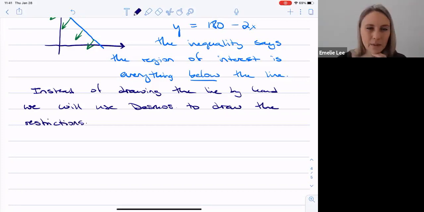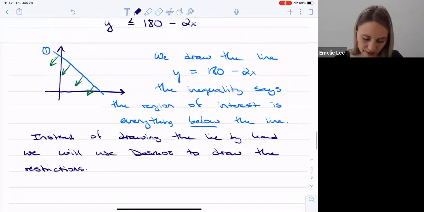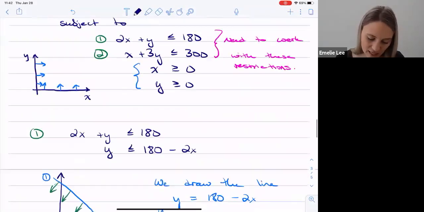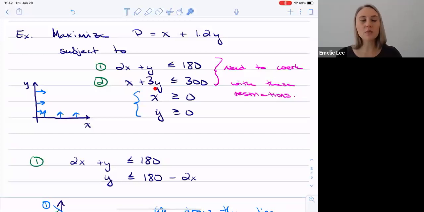Okay. So the first one we already mapped, right? And then my second restriction, I'm going to do the same thing. I'm going to solve it for y equals and have it in the format of y is less than or equal to mx plus b. And that'll just be easier to work with, right?